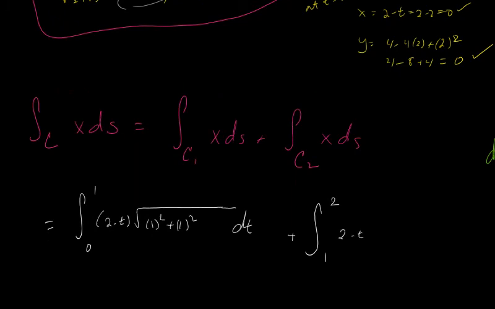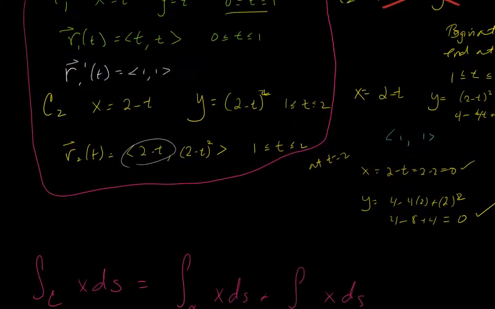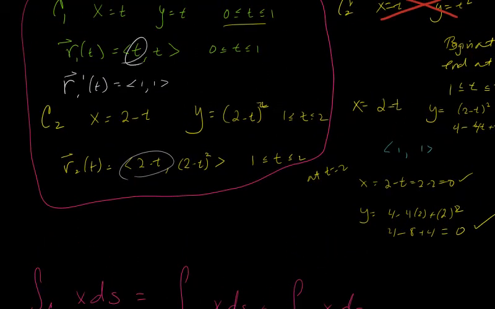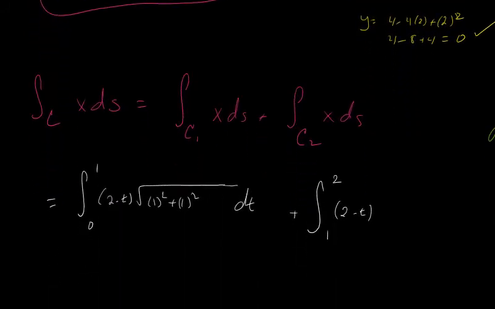Oh, dear me. Just realized that I screwed up the first one. For r1, x is equal to t. That's it. x is equal to t. So please make this correction right here. I do apologize. So x is equal to t. Okay, better. Now, for r2, that's when x was equal to 2 minus t, and we need the magnitude.